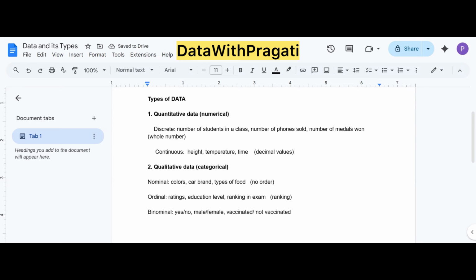So, I conclude this by saying that data helps us make decisions better. It is mainly divided into quantitative and qualitative, and each type helps you analyze information in different ways.